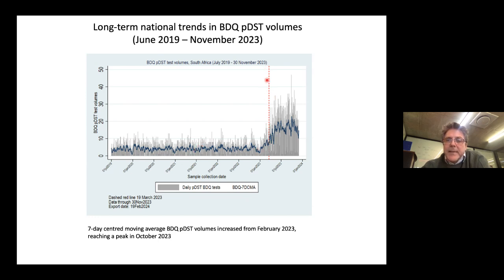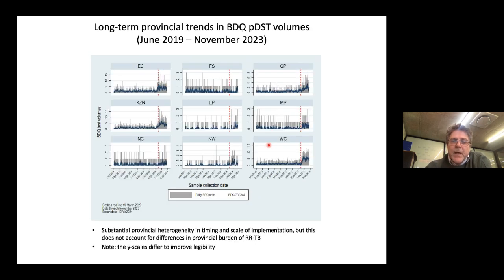And then what we see is the dotted line in red, which is set as the 19th of March, and we do see a substantial increase in the number of PDST tests that have been conducted as we introduce the new guidelines suggesting that bedaquiline resistance testing should be conducted in all patients with rifampicin-resistant TB.